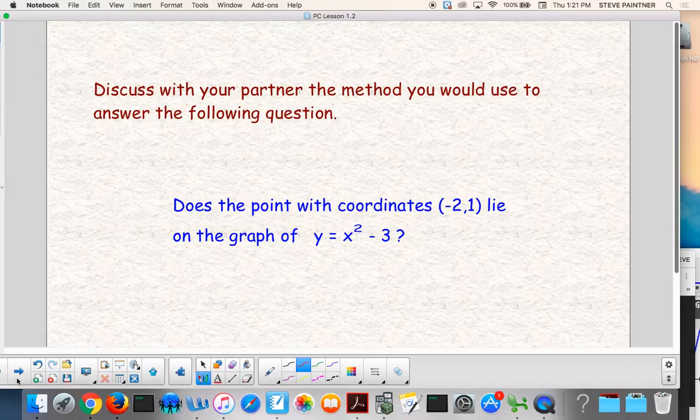Discuss with the people around you the method you would use to answer the following question. Here's the question. Does the point with the coordinates negative 2, 1 lie on the graph of that equation? Does that point fall on the graph of that equation? How would you figure that out? Talk to your partner.